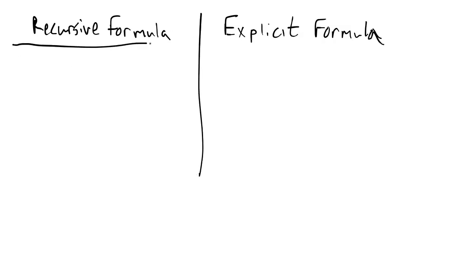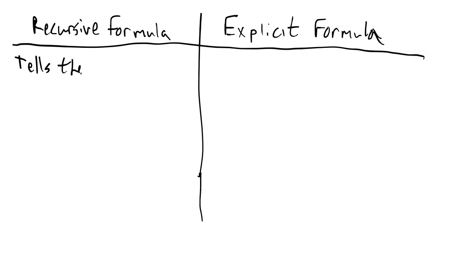So what's the difference between these? Well, a recursive formula, recursion or recursive, means we're going to repeat something over and over again. So a recursive formula tells you what the next term is going to be. So it tells the next term, and it tells you that based off the previous term.